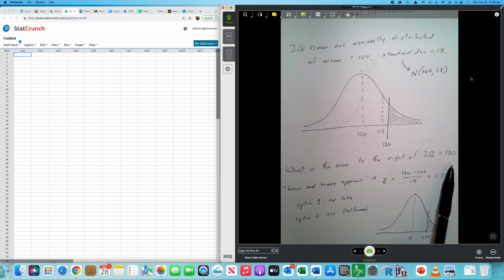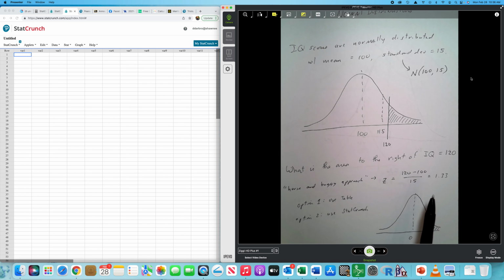Now, three ways we could work this problem. So what is the area to the right of an IQ equal 120? The first way we could do it is using the horse and buggy approach, using the tables. It's just ridiculous to use tables when you have technology at your disposal now. Now, if you're on a deserted island and you have to create z-scores to get off the island, you don't have technology, then go for it with your table. But otherwise, let's just forget that. It's ridiculous.